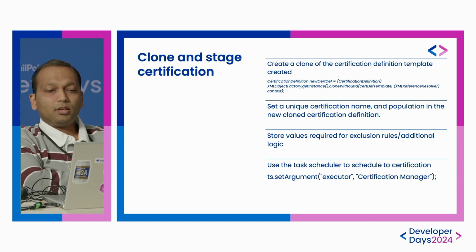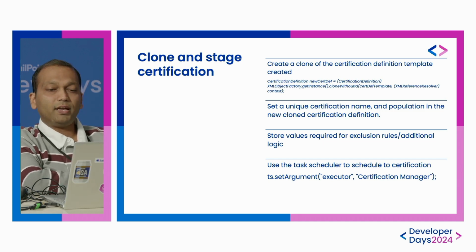Also, during the cloning of the certification, we have to set the unique name of the certification, and we also have to set the population which we want to use in the certification. We will also set which exclusion rules we are going to use as part of the certification. And once we have defined all these things, we will use an out-of-the-box executor called certification manager to execute the clone.